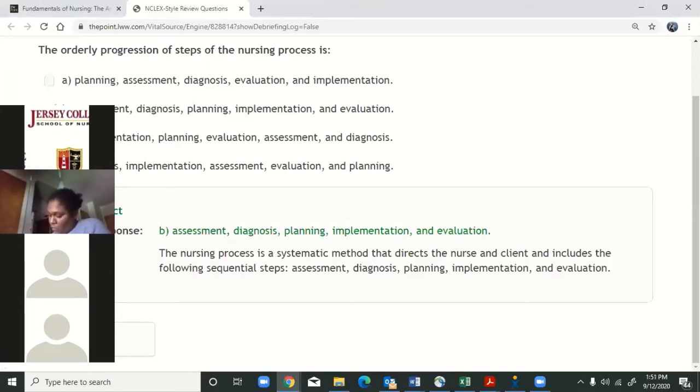Okay, so we always say add pie. For those of you that don't know add pie, is there anybody that doesn't know add pie? That's how you remember it. That's your mnemonic: assessment, diagnosis, planning, implementation, and evaluation.